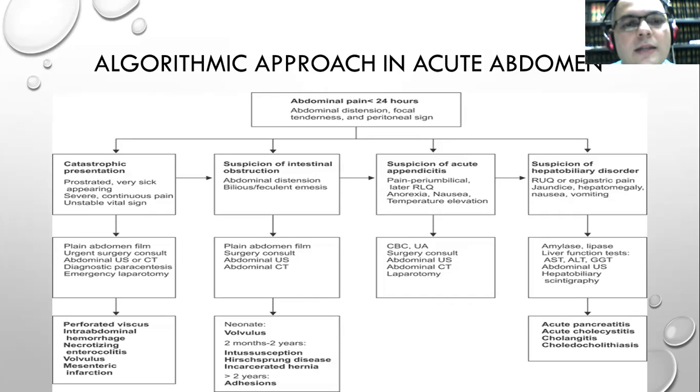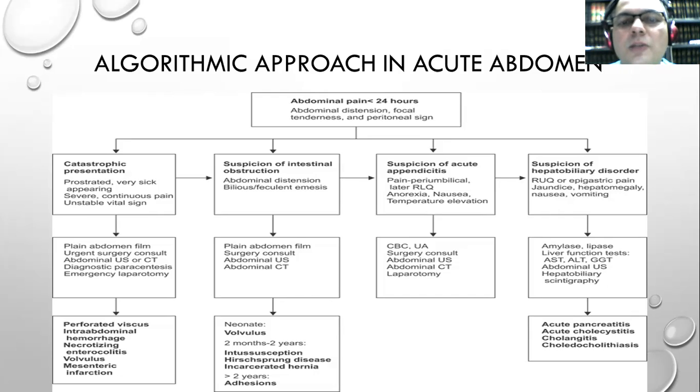If the child is very sick and there is suspicion of intestinal obstruction and you have bilious or feculent emesis, bilious vomiting, then perform a plain abdomen X-ray film. We require a surgical opinion, and there might be a volvulus in a neonate, or intussusception in a child, or Hirschsprung disease in a child between 2 months to 24 months, and if it is more than 24 months, or if it has a history of tuberculosis, there might be adhesions.